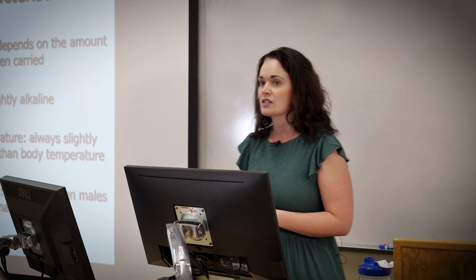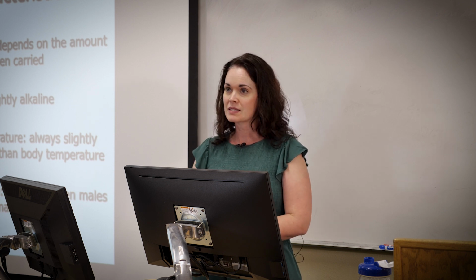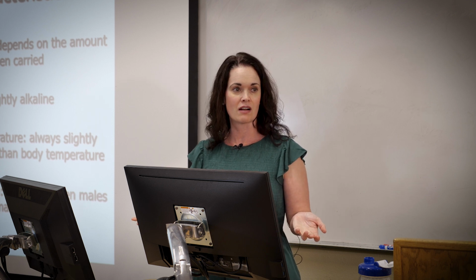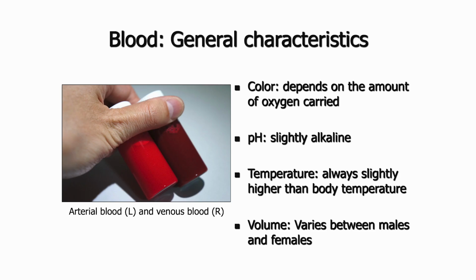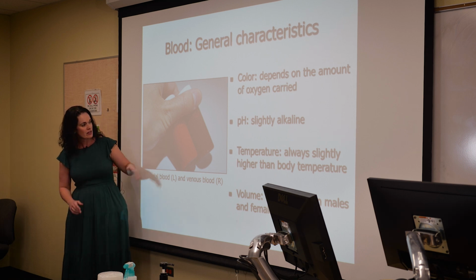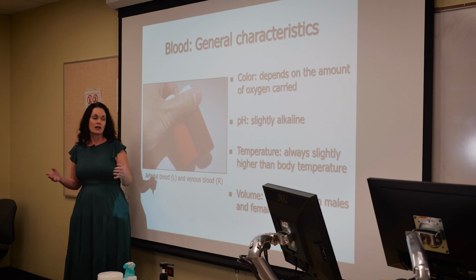So going back to the characteristics of blood, we all know that it's red, right? But the exact color of blood actually depends on how much oxygen it's carrying. So if you look at this picture here, we've got these two vials of blood. This one on the side is a bright scarlet color, and the reason for that is this is arterial blood. It's coming out of the arteries and it's really highly oxygenated, and having that high oxygen content gives it that bright red scarlet color.